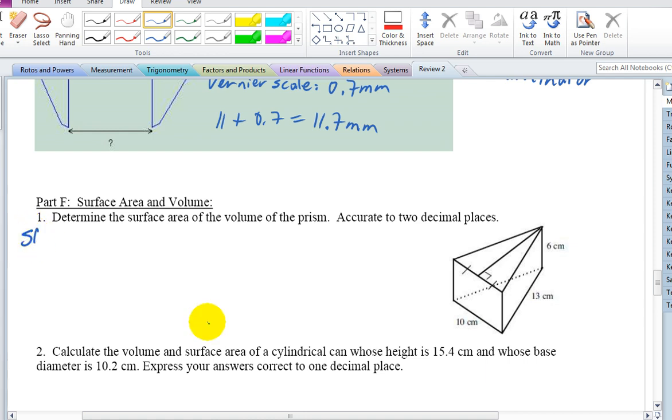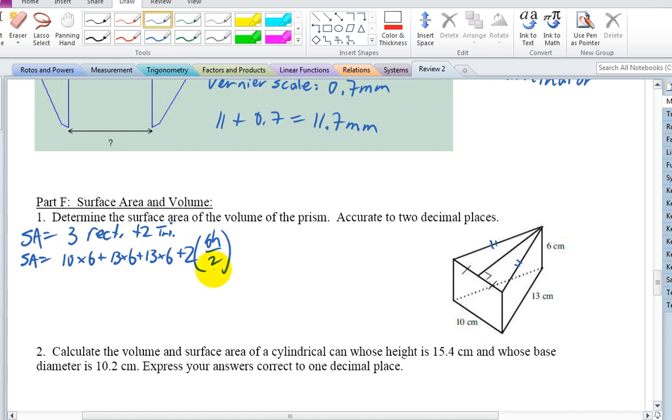Surface area, we're looking at the area of each piece. So 3 rectangles plus 2 triangles. Okay, so surface area, we're going to assume that these are isosceles triangles. So one rectangle is going to be 10 by 6, the other one will be 13 by 6, and the other one will be 13 by 6. The triangles will be base times height divided by 2. We have 2 of them.